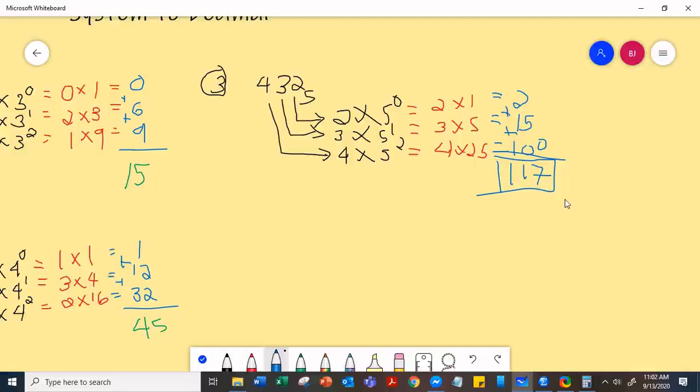We're going to use the same examples, 15, 45, and 117, and we'll try to reverse the process. So we'll convert these decimal numbers back. We'll try to convert 15 to base 3, 45 to base 4, and 117 to base 5, to show you the process of how we do this. Okay? So let's go ahead.